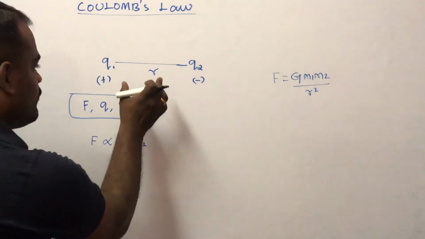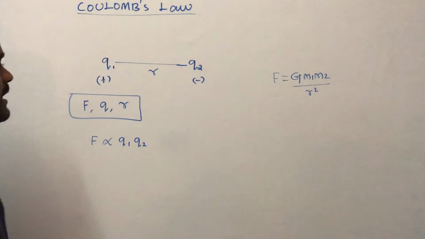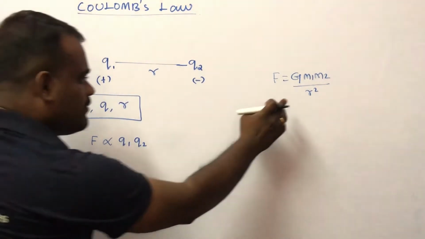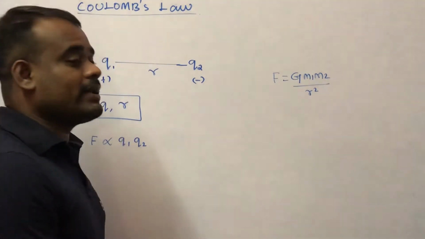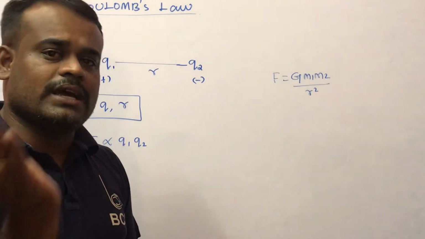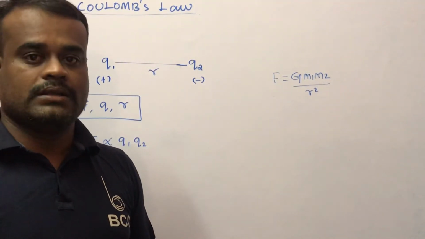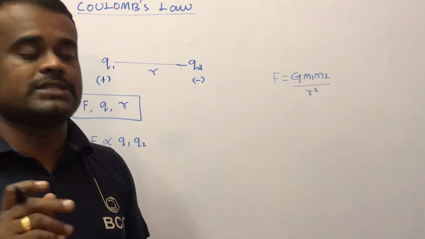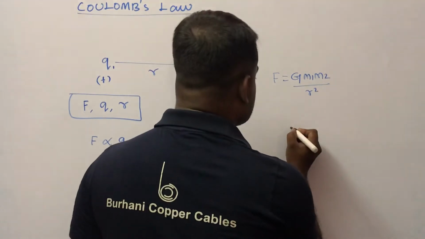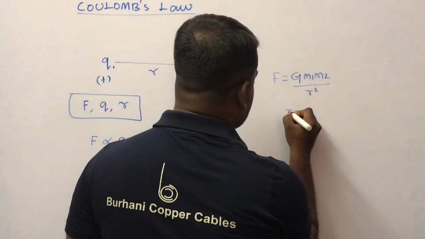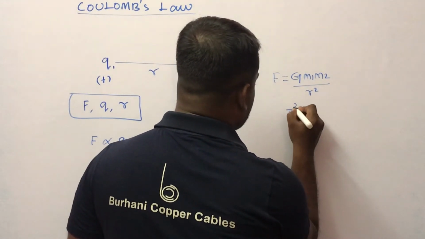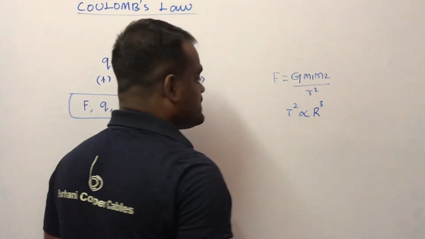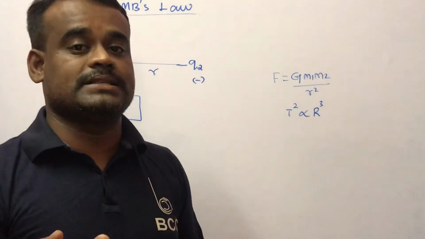Next, what about the distance? Here we consider the distance as r only. But why do we consider the square of the distance? We already learned Kepler's law and centripetal force, and these two we are using. Kepler's third law is what? T squared is directly proportional to the cube of the distance. So that is Kepler's law.